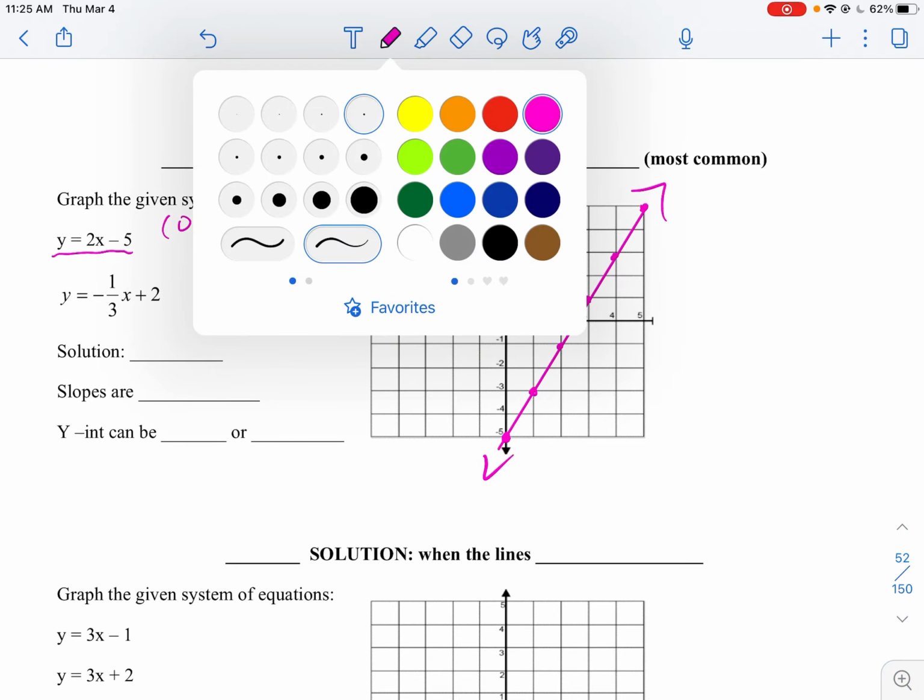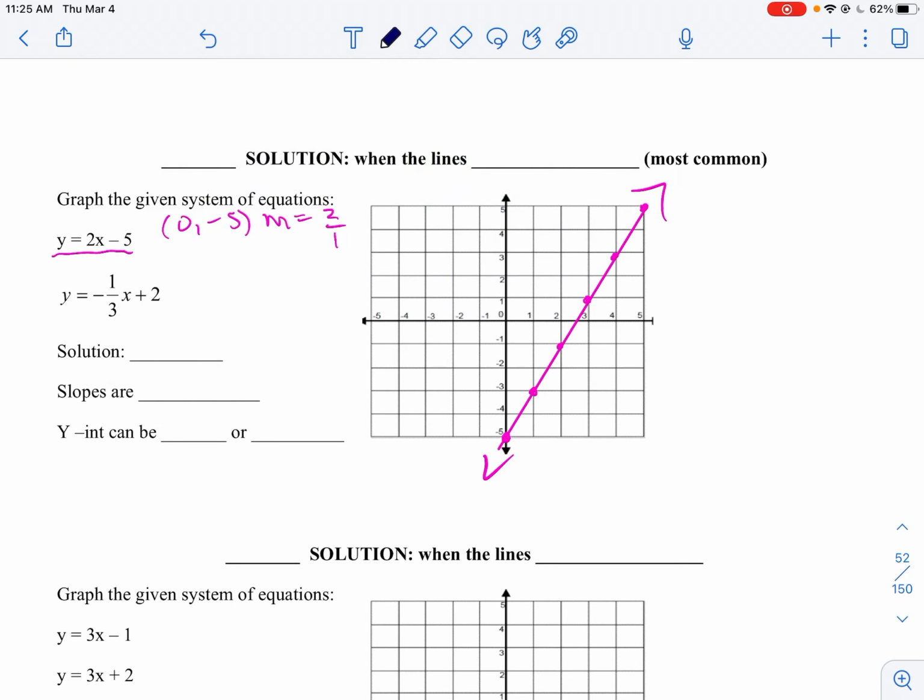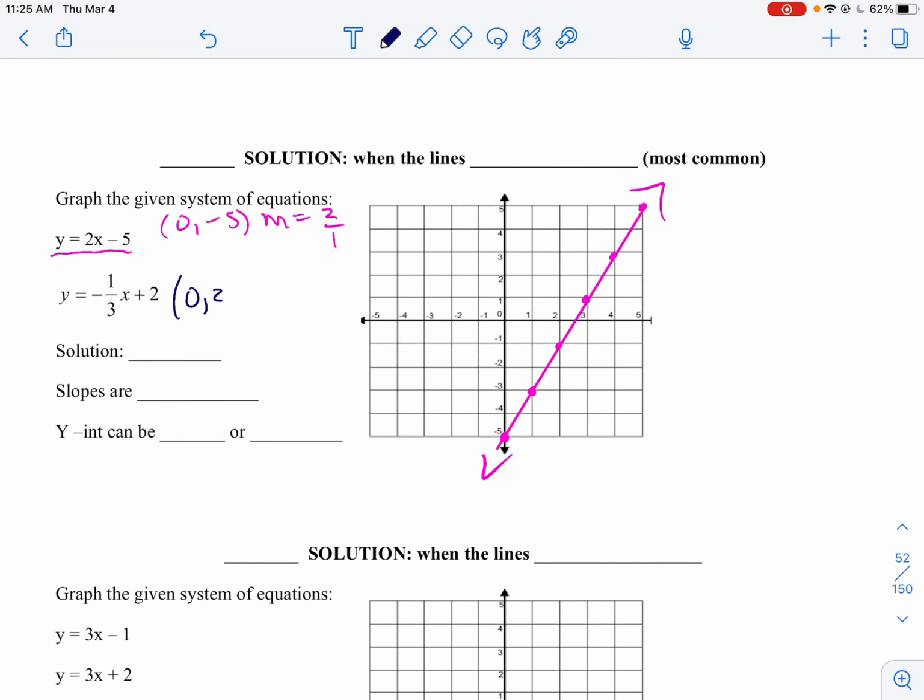And I'm going to change colors. Oops, not to that one. I'll change it to this. So my y-intercept here is 0, 2, and my slope is -1/3. So that's going to go downhill. Okay, so here we go, 0, 2. I'm going to go down 1 over 3, or I could go up 1 over 1, 2, 3 to the left.